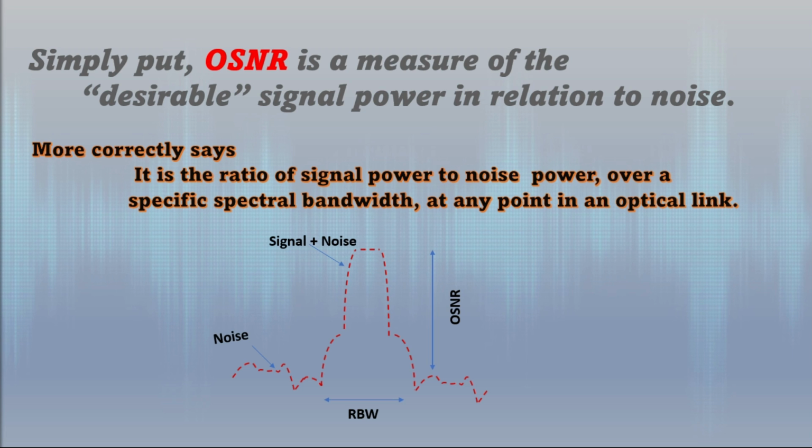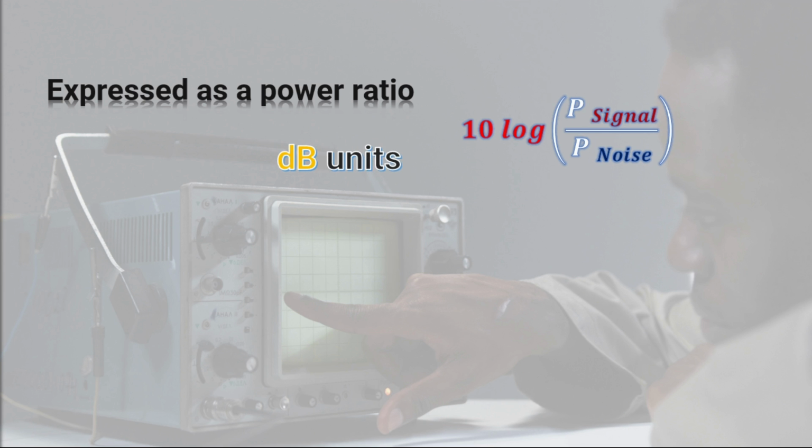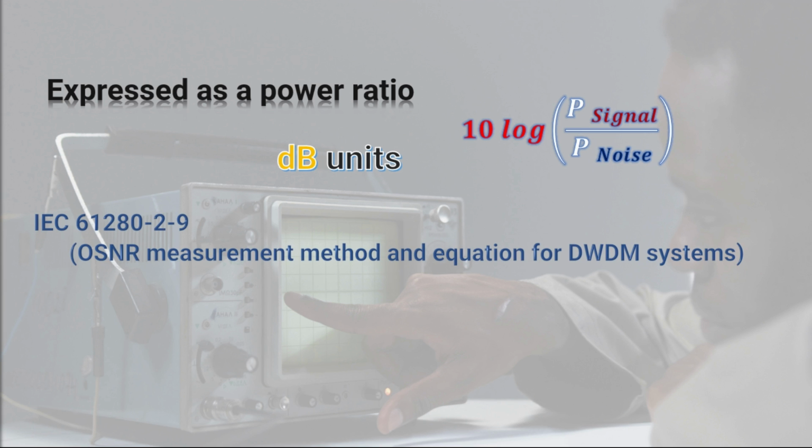The higher the signal-to-noise ratio, the better the link is, and more importantly we expect a lower bit error rate. It is expressed as a power ratio, typically measured in decibel units. Initially it's defined in IEC 61280-2-9, that defines the OSNR measurement method and equation for DWDM systems.